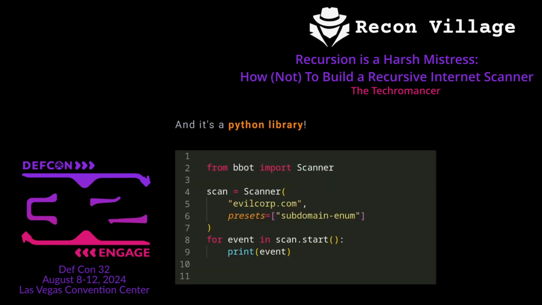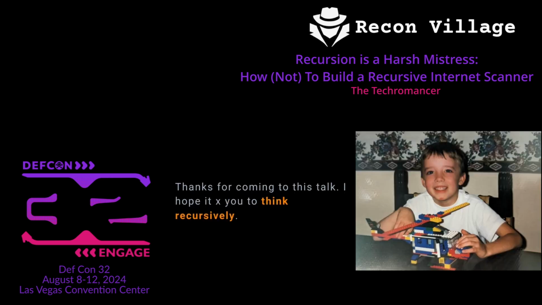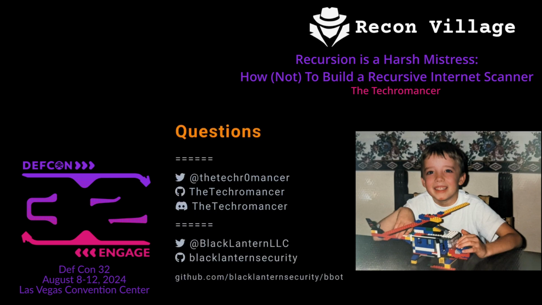Oh, and it's a Python library. So if you're into Python and you want to automate something with BBOT, this is the way to do it. It's super simple. Pip install BBOT, from BBOT import scanner, and you can do everything in the Python library that you can do on the command line, and even a little bit more. So thanks everyone for coming to this talk. I hope it inspires all of us to think recursively.